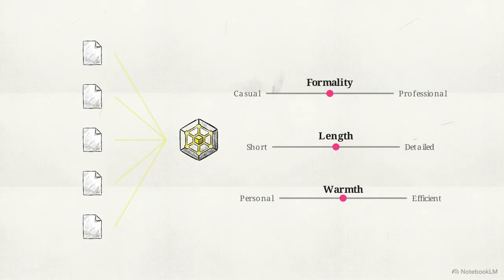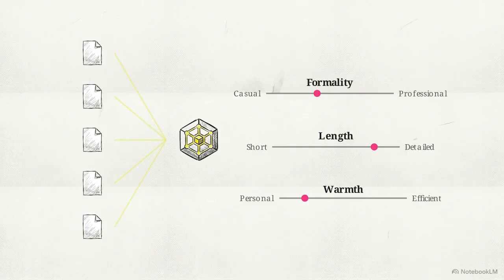Once you have those examples, use Exercise 2 to explicitly quantify your style. You will select your specific parameters across spectrums like formality, length, and warmth, giving the AI clear instructions for how to construct a sentence on your behalf.